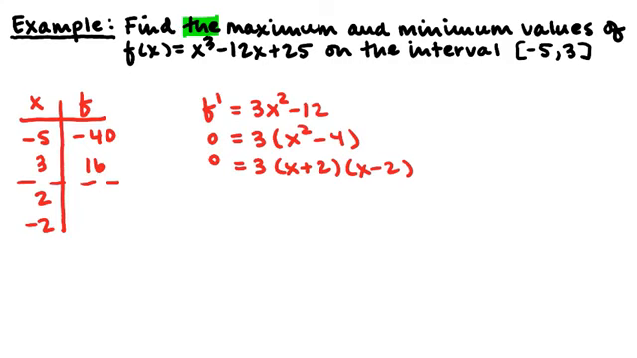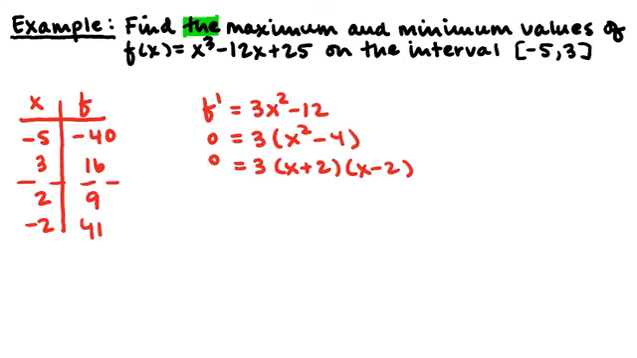2 to the third is 8, minus 24. Okay, so 8 minus 24 plus 25 is like just adding 1. So 8 plus 1 is 9. Okay, save myself some trouble there. -2 is going to be -8 plus 24, which is 16, and 25 is positive 41.